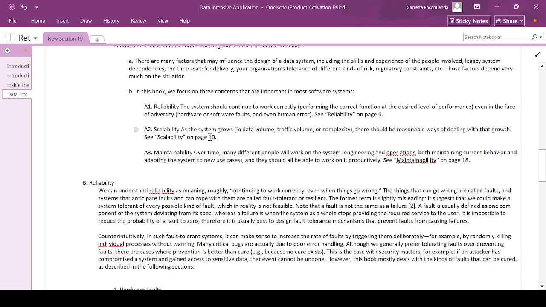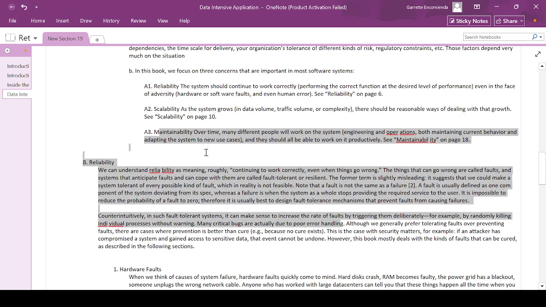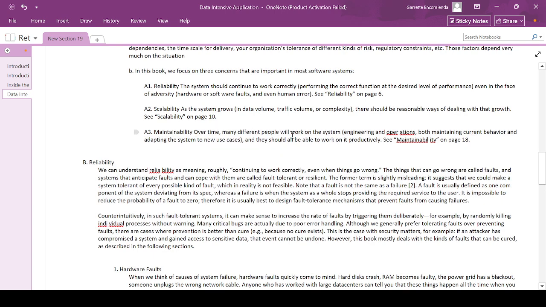Scalability. As the system grows in data volume, traffic volume, or complexity, there should be reasonable ways of dealing with that growth. See scalability on page 10. Maintainability over time. Many different people will work on the system, engineering and operations, both maintaining current behavior and adapting the system to new use cases. And they should all be able to work on it productively.